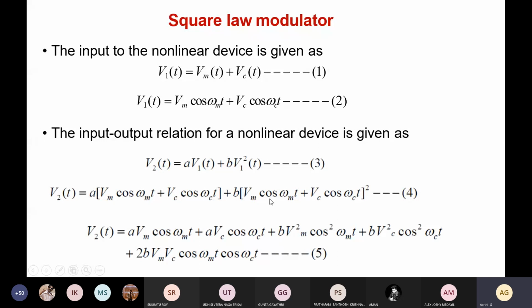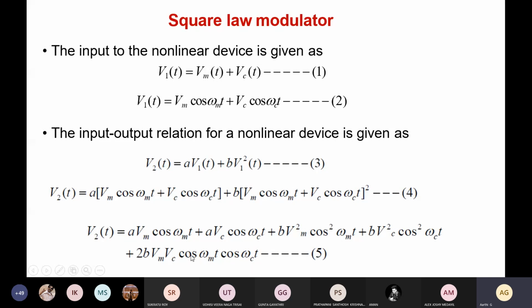The first term is as it is, A into Vm cos omega mt plus A into Vc cos omega ct, plus the first term squared, plus the second term squared, plus 2ab, that is 2 Vm Vc cos omega mt cos omega ct. B is again taken inside. So this is just expanded. You can observe here, in the square terms, all the second harmonics will be filtered, as well as the message cos omega mt term will also be filtered. We are going to be left with the cos omega ct term and this cross term.